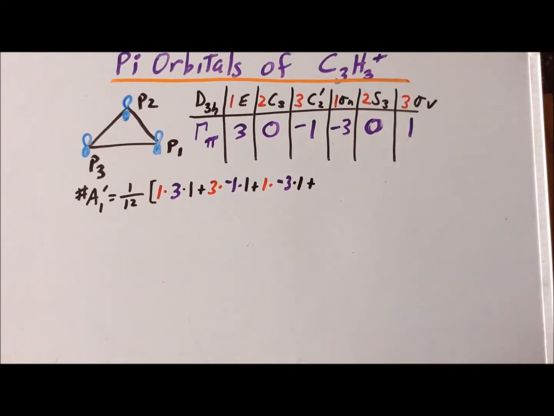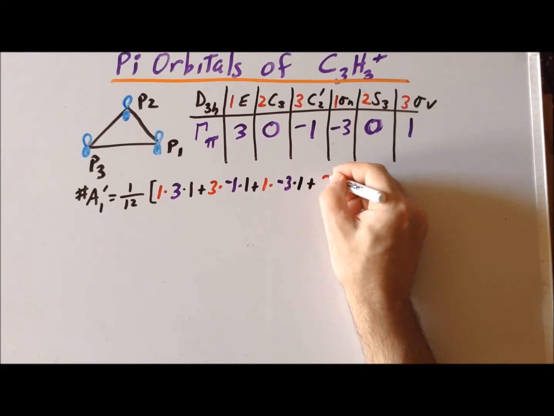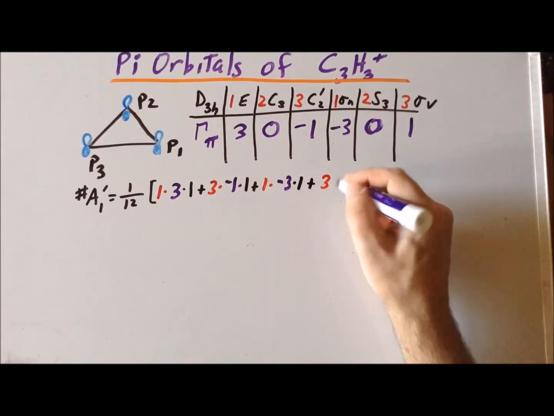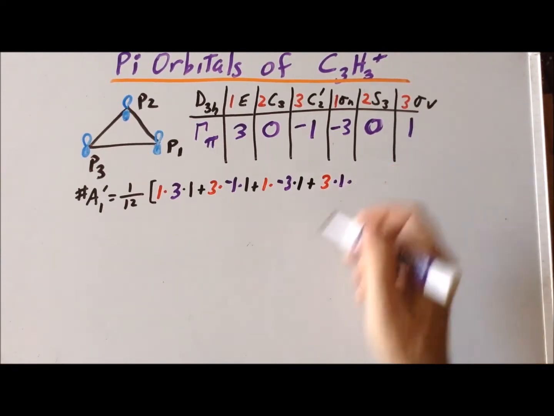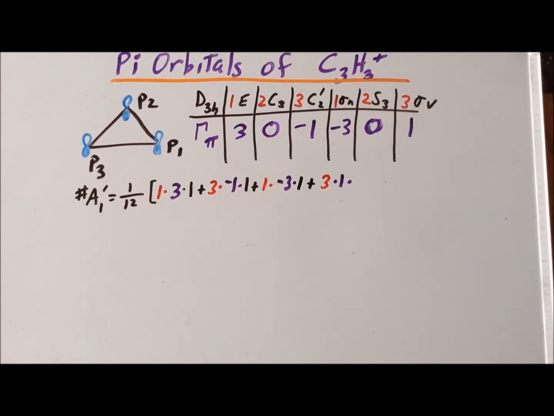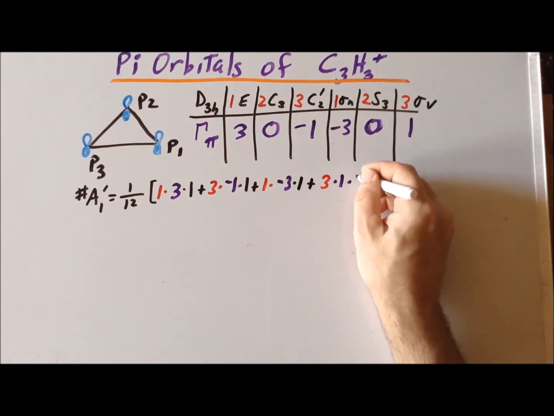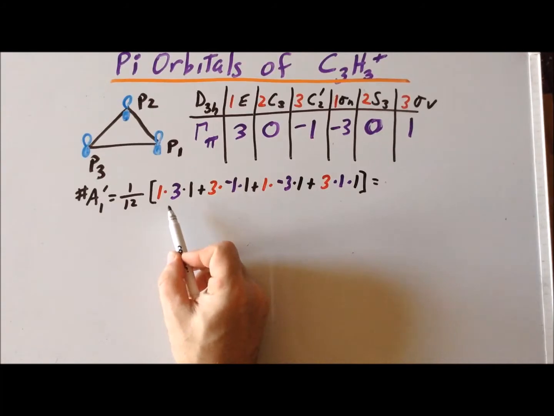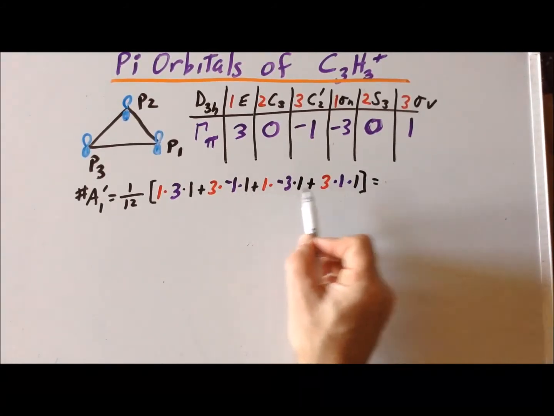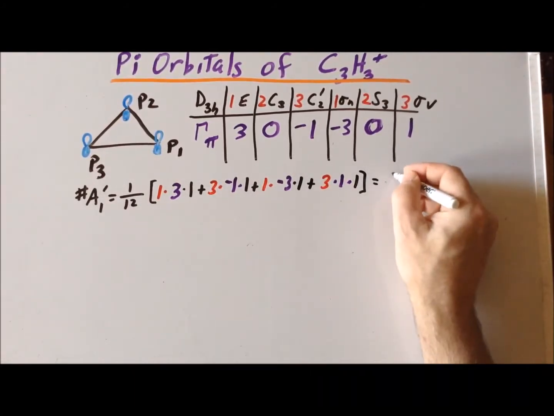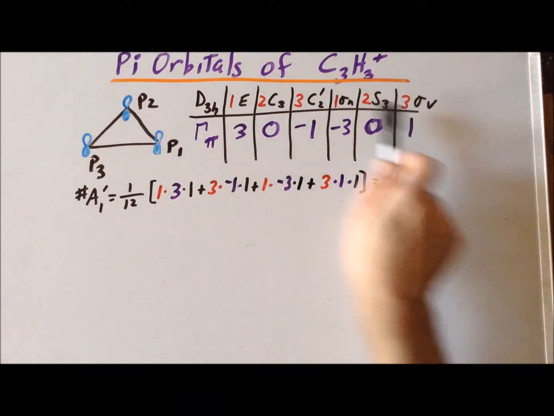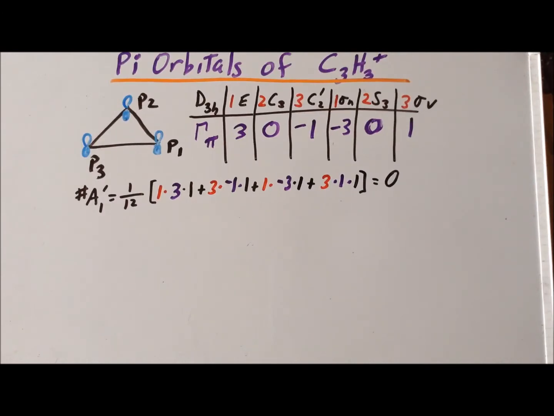Then our last set of factors involves sigma v. We have 3 operations in the class. The character from the reducible representation is a +1. And the character from the irreducible representation, A1', is a +1. So we notice we have 3 minus 3 minus 3 plus 3, which is equal to 0. So there are no A1' in the reducible representation gamma pi.